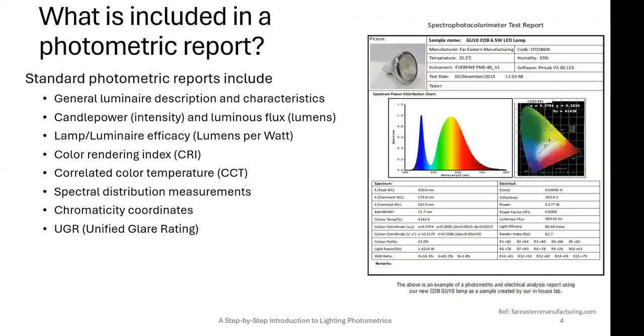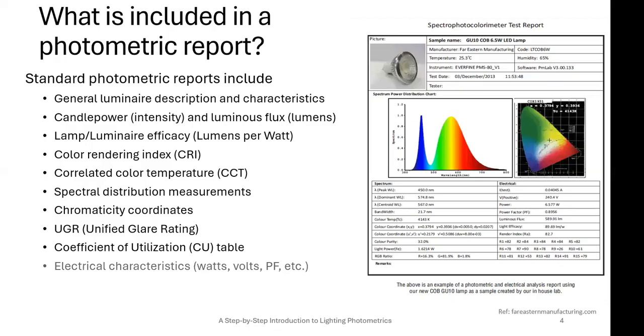Unified glare rating. So that's a term that we can use to determine how glary a particular luminaire is. There are different ratings, and the higher the number, the more glare that you have. And then there's something called a coefficient of utilization table. We'll cover that here a little later. That is the utilization of light once it bounces off the walls and ceiling and floor and so forth and hits the task, how much of that light was actually utilized.